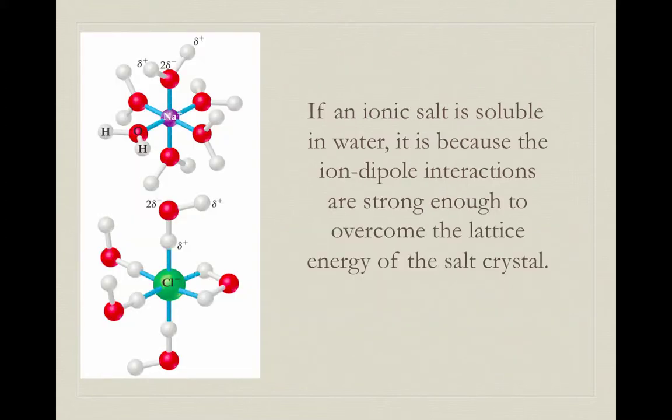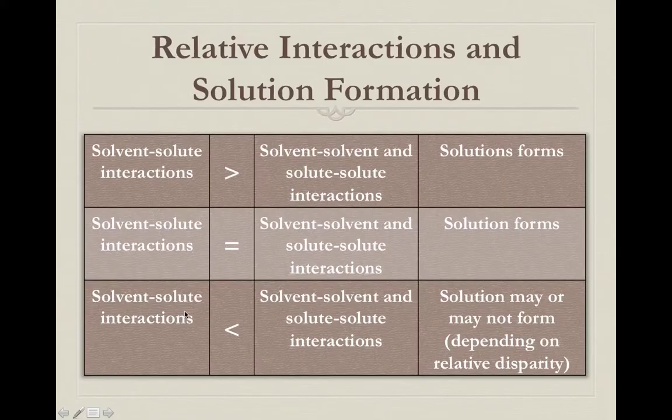So if an ionic salt is soluble in water, it's because the ion-dipole interactions are strong enough to overcome the lattice energy, and it can break apart the lattice. See here we have NaCl, and you can see there's a cation, the sodium cation, and the chlorine anion, and it is surrounded on all sides by water. So these two things are dissolved in water right now.